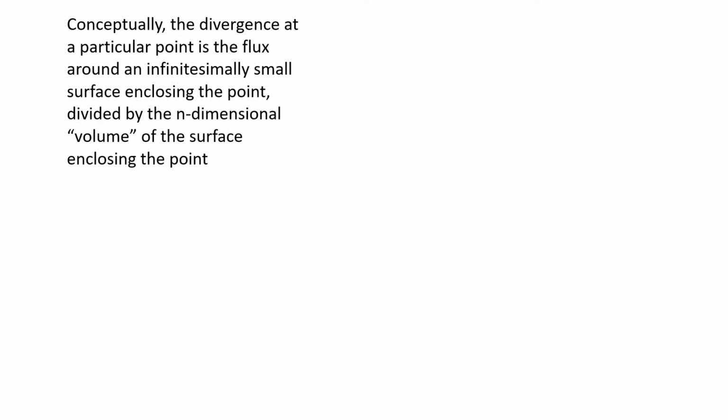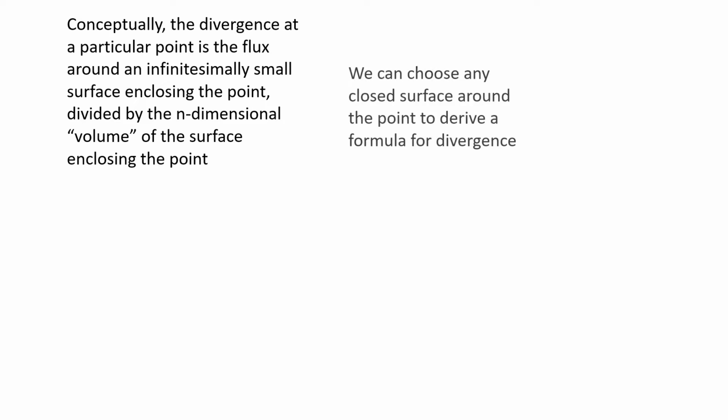Conceptually, divergence at a particular point is the flux around an infinitesimally small surface enclosing the point, divided by the n-dimensional "volume" of the surface enclosing the point. Now we put volume in quotes because although this is the correct term for three-dimensional space, the correct term for two-dimensional space would be area, and the correct term for dimensions of a space higher than 3 would be hypervolume.